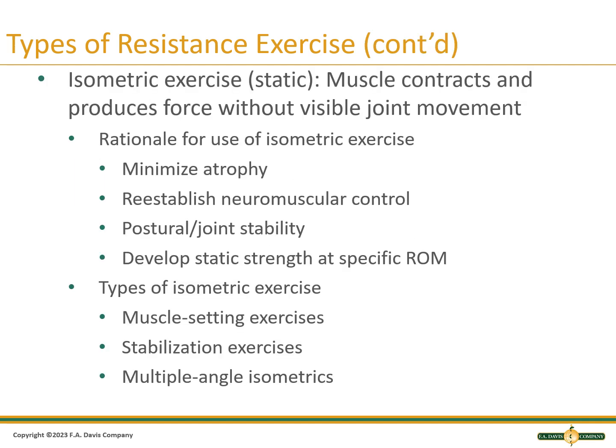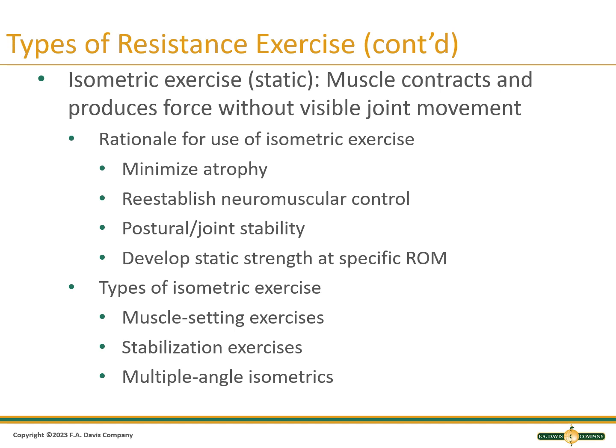Isometric exercises can be applied against manual or mechanical resistance, but that's where the muscle contracts and produces a force without visible joint movement. And these typically are our lowest level of contraction, but we use them to minimize atrophy, especially when a patient's being immobilized, to reestablish neuromuscular control and promote proper motor firing, to enhance postural and joint stability, and develop static strength at a specific range of motion, especially if a patient has a specific point in the range of motion where they demonstrate weakness, such as knee buckling with ambulation.